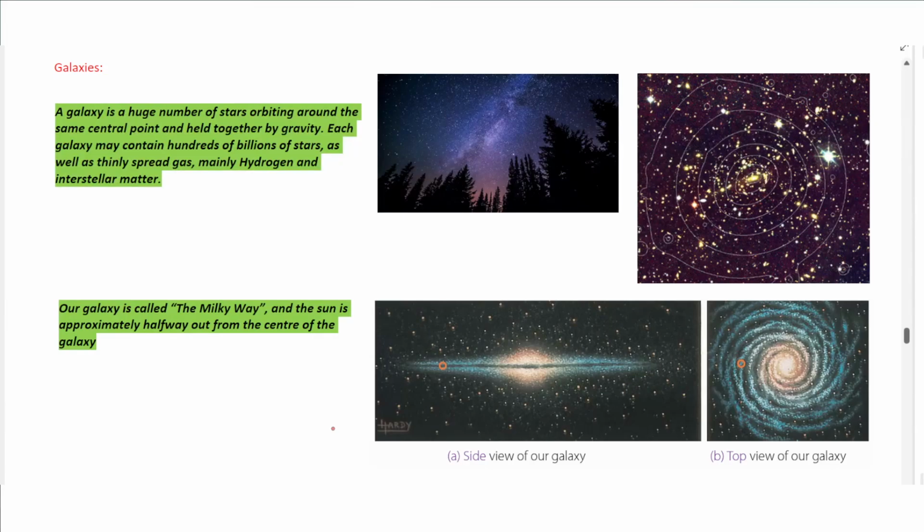Now, going beyond our solar system, it is part of a large galaxy. Galaxies are clusters of stars that orbit around a central point and are held together by gravity, the attraction force between the stars and all the objects and the dust in the galaxy. A galaxy can contain up to hundreds of billions of stars, and our star is just one of these hundreds of billions of stars in our own galaxy, which is called the Milky Way. Our position in the galaxy is approximately midway between the center and the edge of the galaxy.